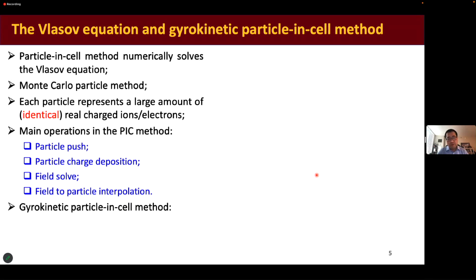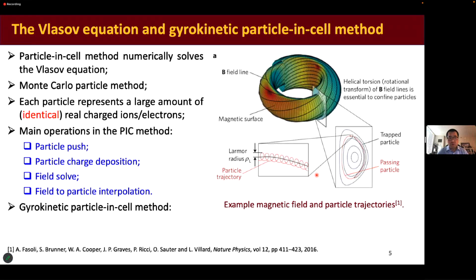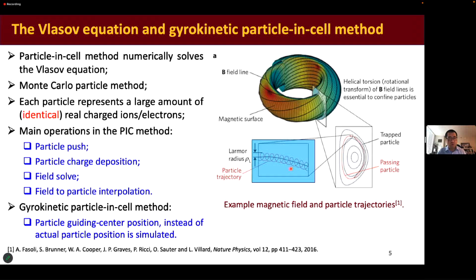With the gyrokinetic particle in cell method, here I'm showing the particle trajectory in the tokamak. This red curve is the particle's actual trajectory. Because of the very strong magnetic field in the tokamak, the particle follows this gyration motion. And instead of modeling the particle's actual trajectory, we usually just model the particle's gyro-center position. Basically, it is the black line you see here, showing the gyro-center position.